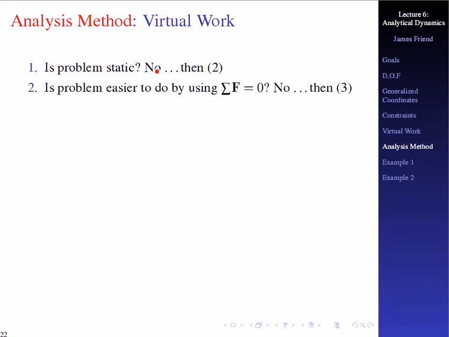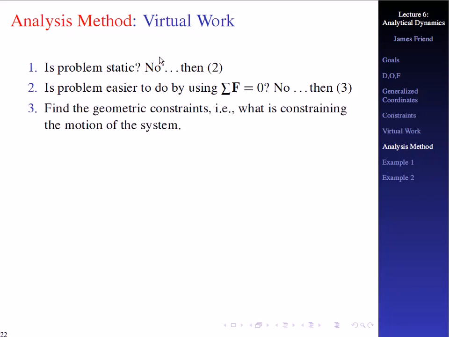If the problem is static, then we go on to number two. So then we might say, instead of no, we'd say yes. Then we go on to number two. If it's dynamic, then you have to wait till we get to Lagrange's equations, which is a bit later on. If it's true, then is the problem easier to do by using the sum of forces equal to zero? Sometimes it is. If you use Newton's second law applied to static systems, sometimes it's easier.